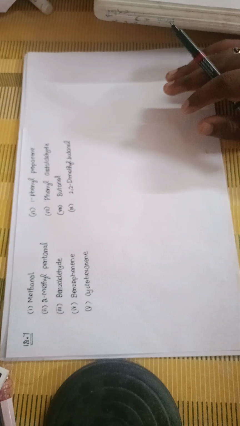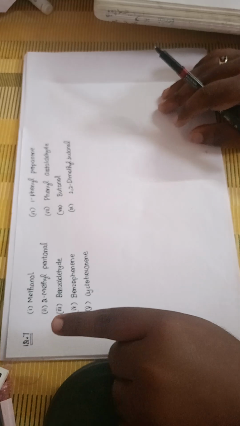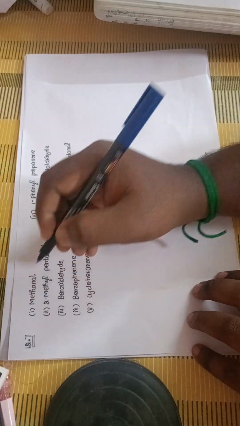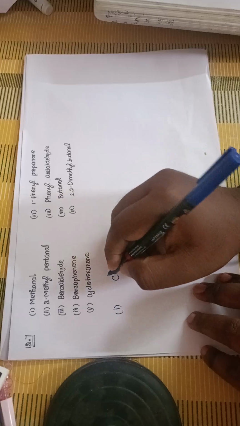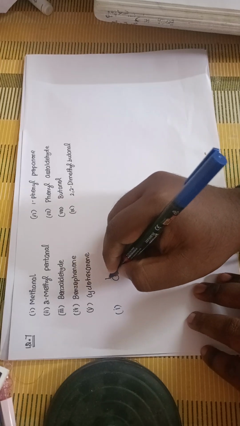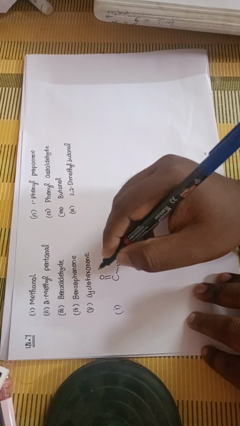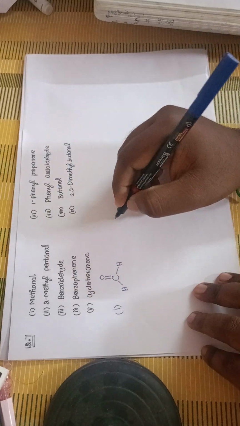Before understanding what alpha hydrogen is, let's draw the structures of the following compounds. It is exercise question 12.7 in your book. First, methanal. Methanal has one carbon with the aldehyde functional group, a double bond to O and bonded with H. Fill the tetravalency with the remaining hydrogen. So that is the structure of the first one.